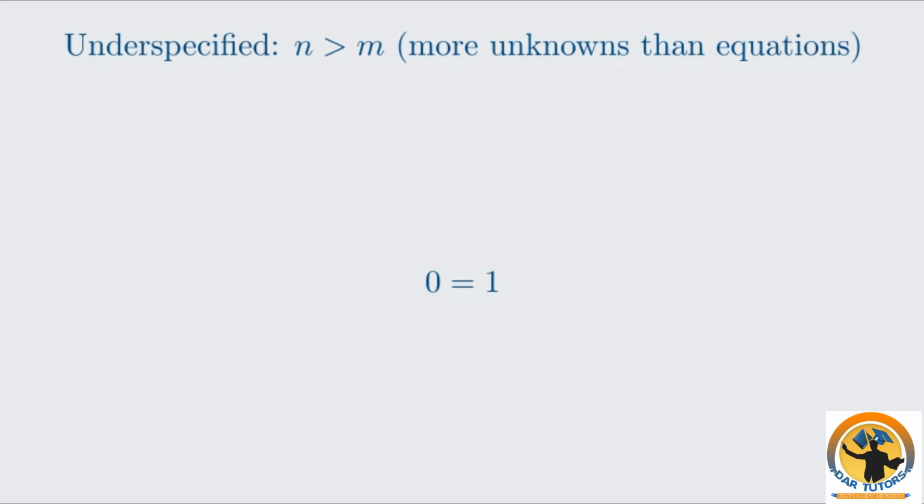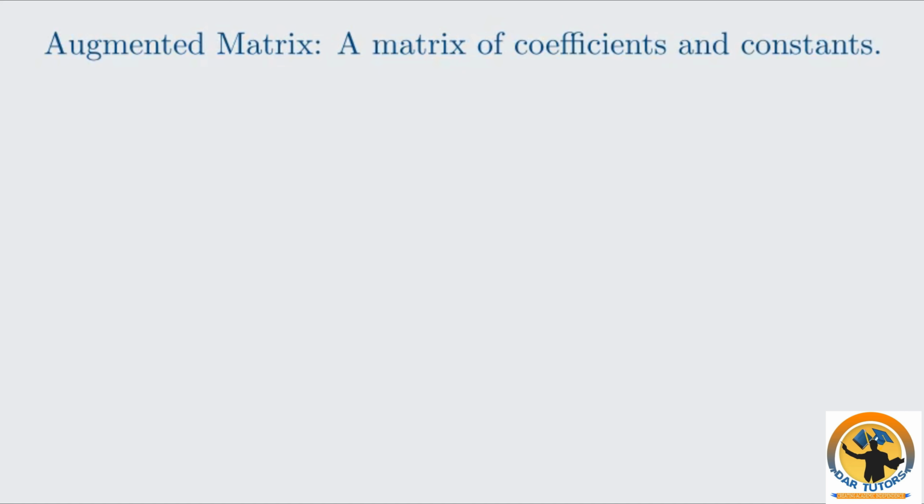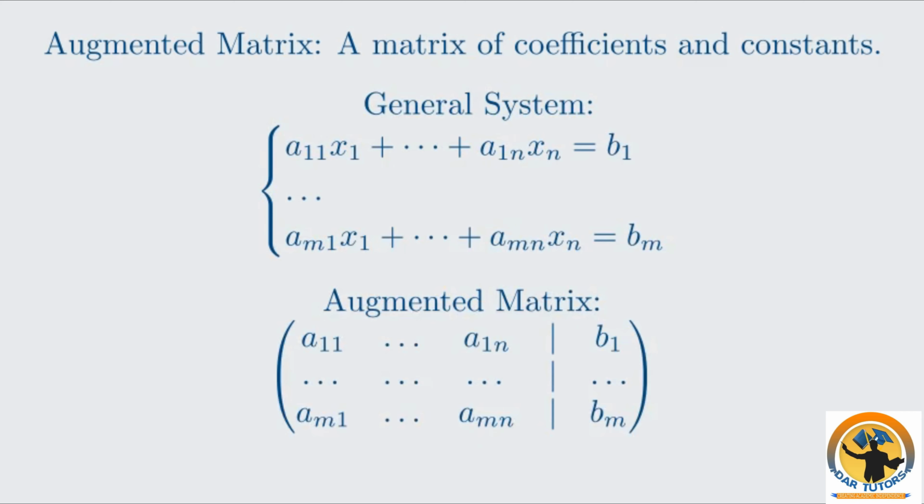To solve systems of linear equations systematically, we use a powerful tool called an augmented matrix. An augmented matrix is a rectangular array of numbers that represents a system of linear equations. We simply write down the coefficients of the variables and the constants, leaving out the plus and equal signs. For a general system of m equations and n unknowns, the augmented matrix will have m rows and n + 1 columns. The vertical line separates the coefficients from the constants.